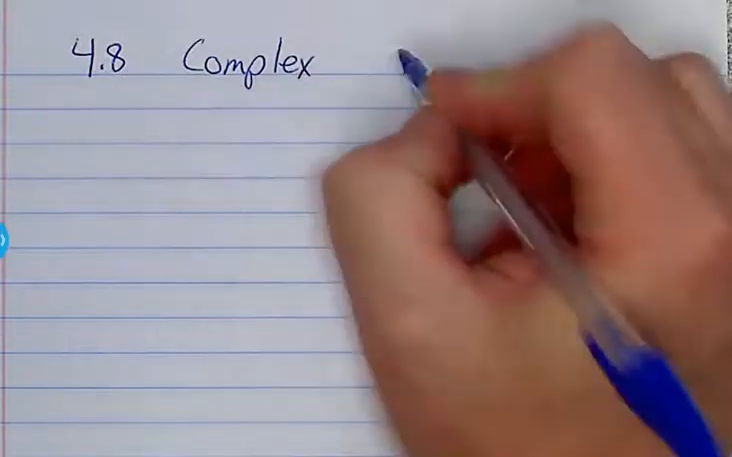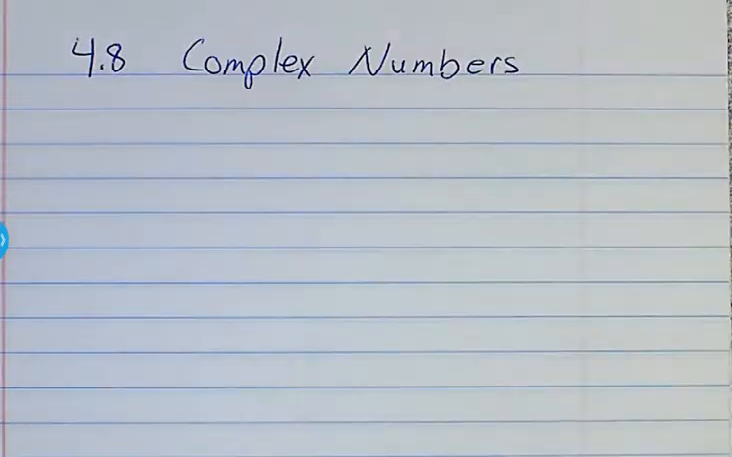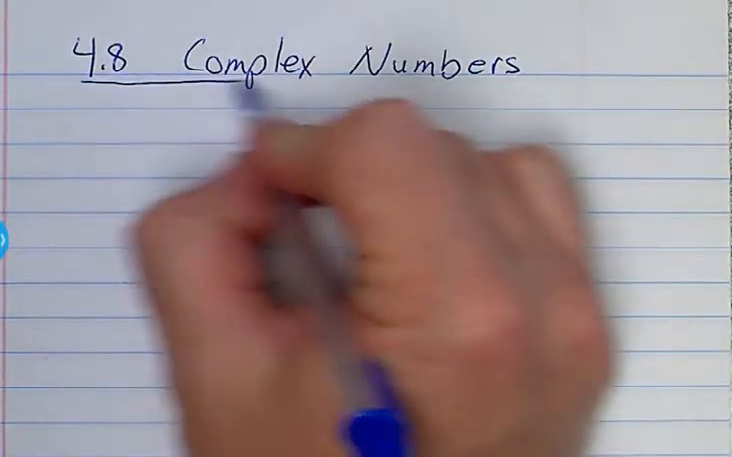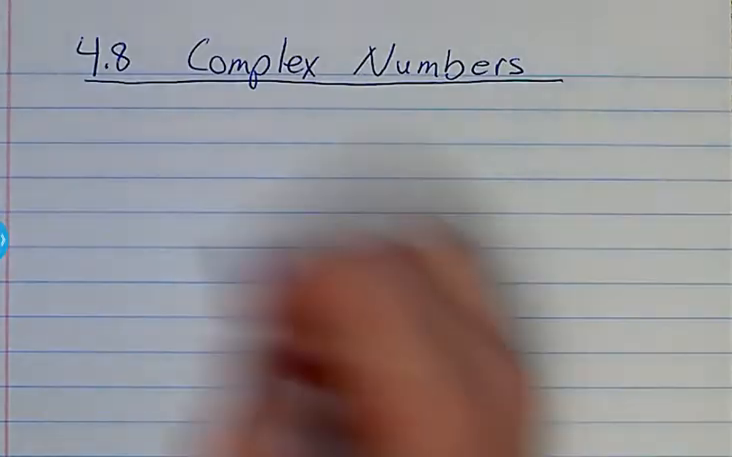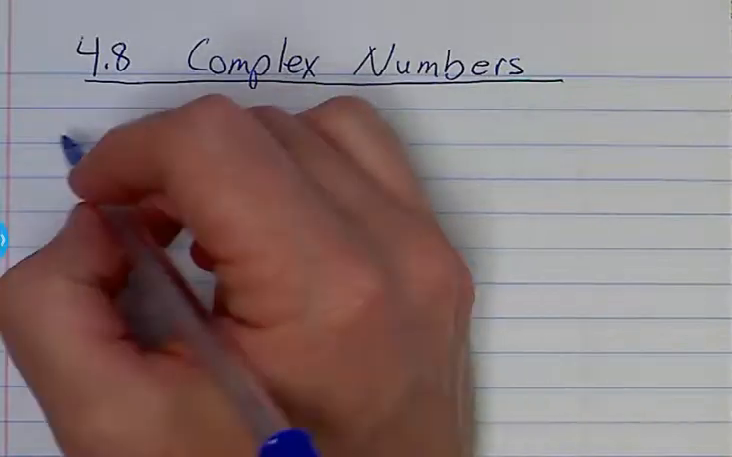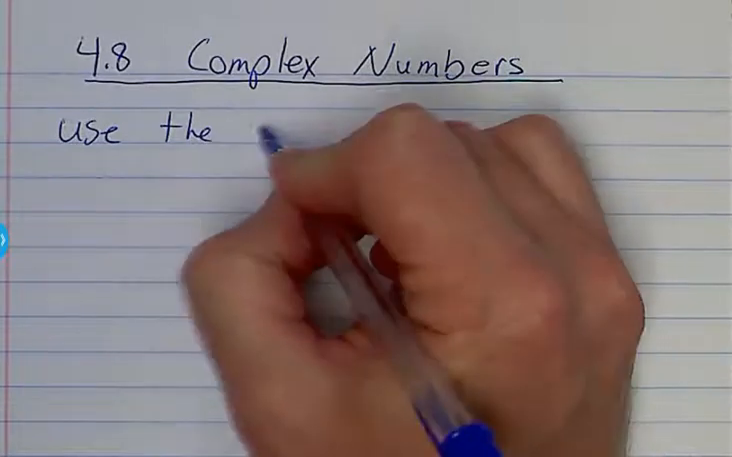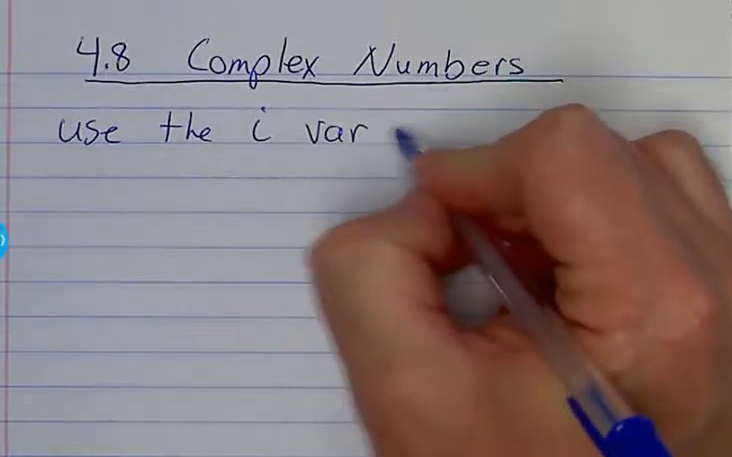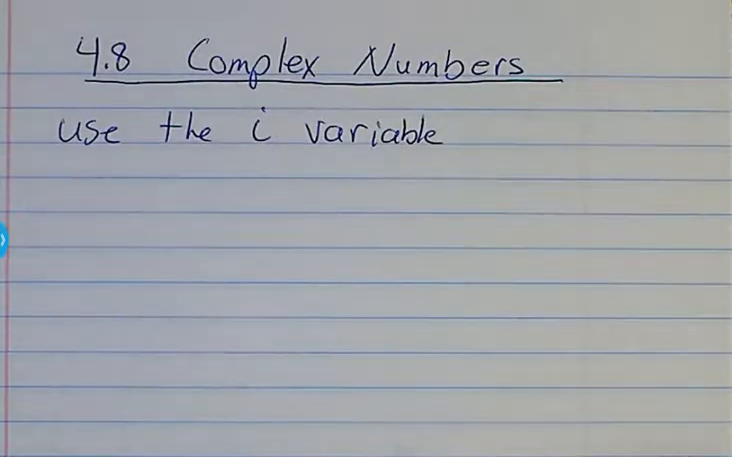Okay, so for today, 4.8 is complex numbers. The biggest thing for complex numbers is they're going to use the I variable. And when you see the I variable, it's always going to be italicized, and that way it kind of stands out different from other variables.